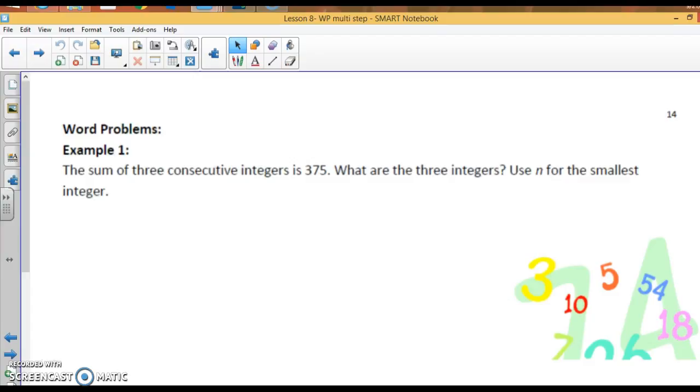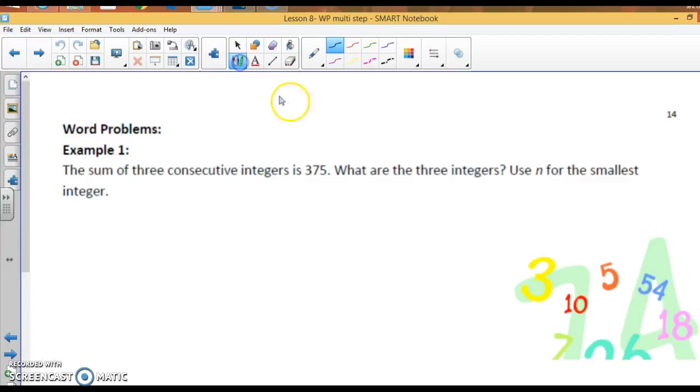All right, we are on page 14 in your note packet. And we're going to talk about some applications of multi-step equations. It says the sum of 3 consecutive integers is 375. What are the 3 integers? Use n for the smallest integer.